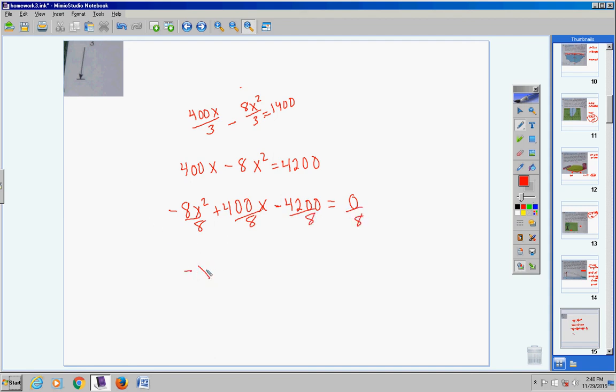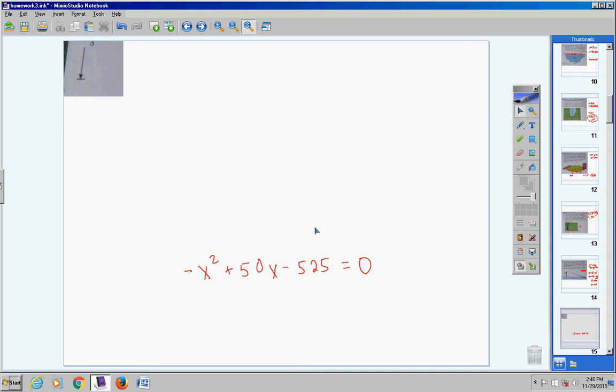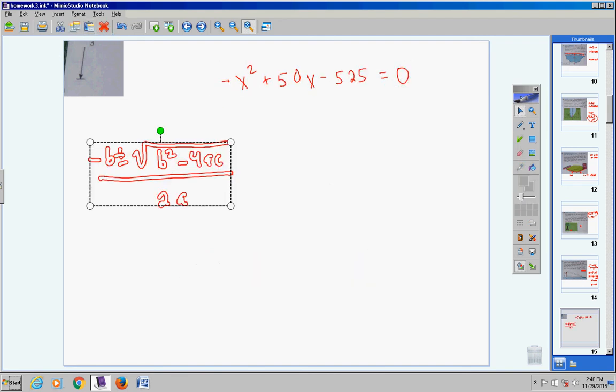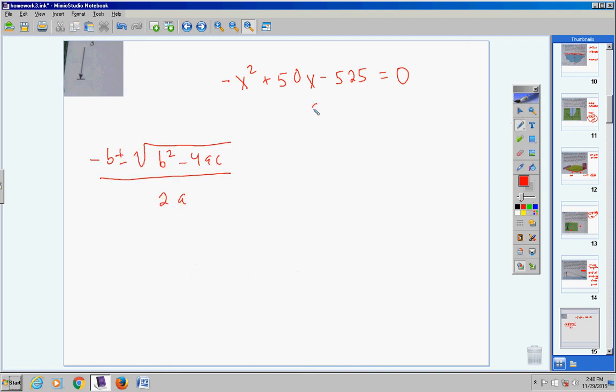Here I'm left with negative 1x squared. Here I'm left with positive 50x. Here I'm left with a negative 525. And 0 divided by 8 would be 0. So there, finally, after all of this work, I'm finally ready to use my quadratic formula. Alright, and here is my quadratic formula right here. Now, a equals negative 1, b equals 50, and c equals negative 525.